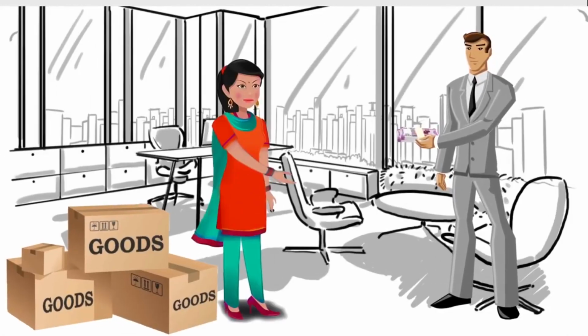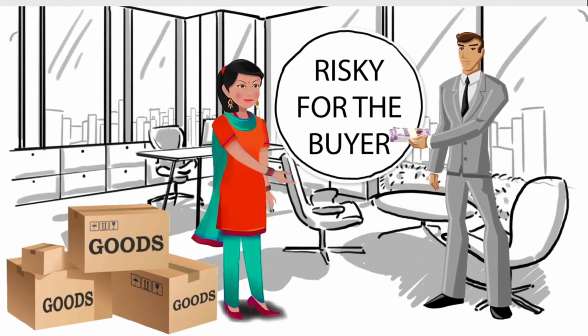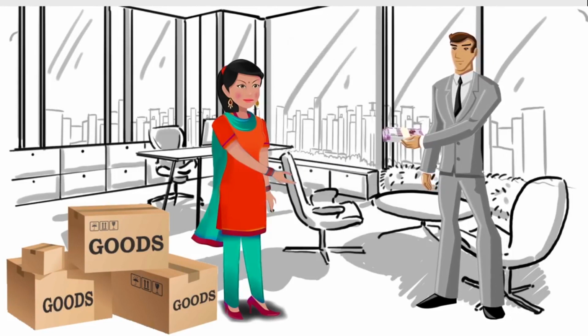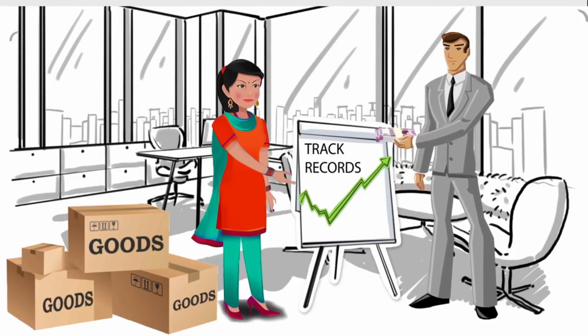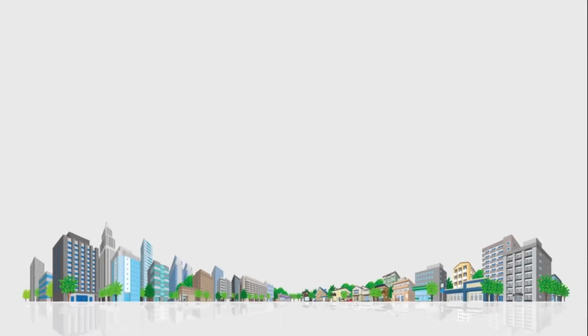1. Cash in advance. Here, the buyer makes the payment before the seller ships out the goods. There is risk here for the buyer. Such terms are offered usually when the seller has a proven track record or the buyer knows and trusts the seller. 2. Open account. This is the opposite of cash in advance.